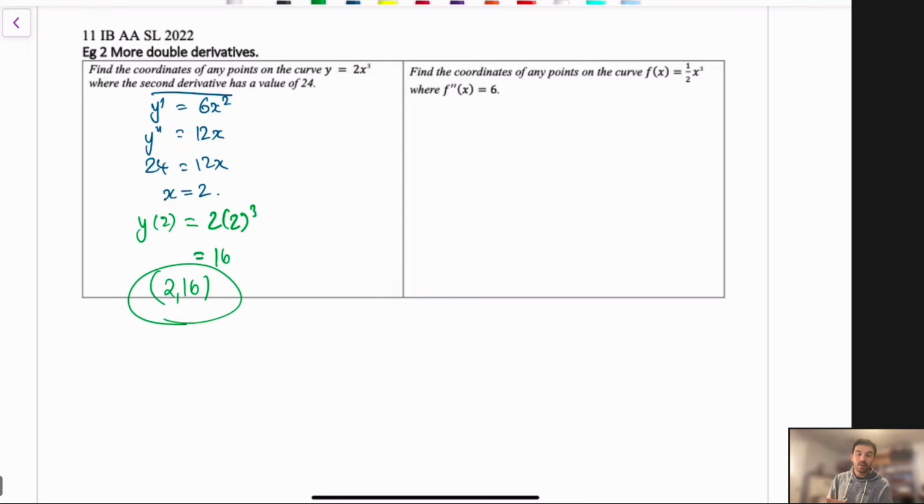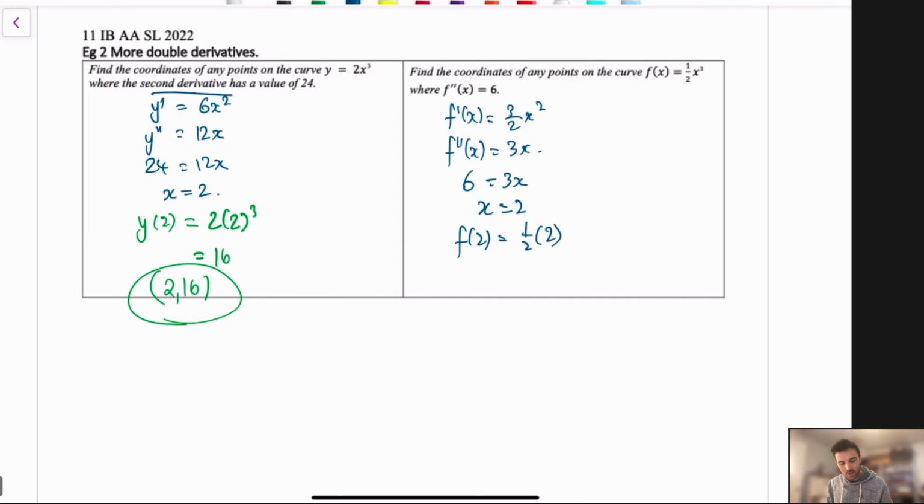What I'd like you to do now is have a go at the one on the right, pause, and then press play when you're ready to go. Here we go, let's see what we've got. f dash of x is going to be 3 on 2 x squared. f double dash of x is going to be 3x. And now we need to find out when f double dash is equal to 6. So you go 6 is equal to 3x. x must be 2 again. Subbing in gets us 2 cubed. 2 cubed is 8. Half of that is 4. Coordinate at 2, 4.